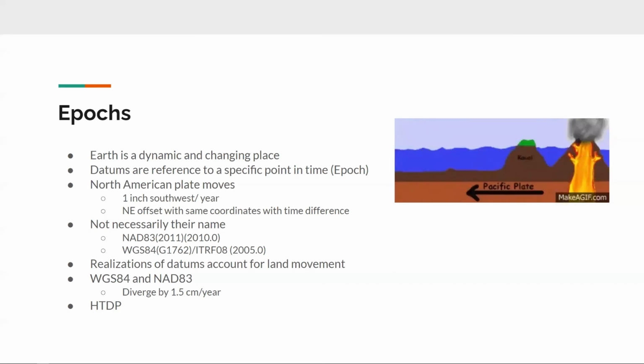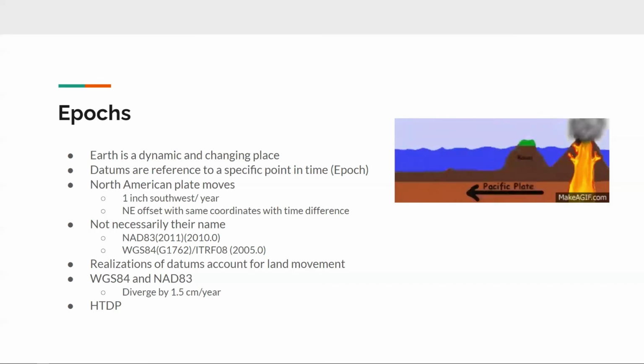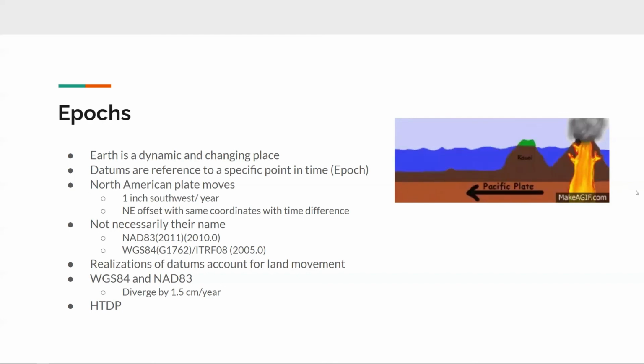From one year to the next, maybe not a very significant difference, depending on your area. But when you talk about a decade or more, it definitely adds up. You can see right here, WGS 84 and NAD 83 are diverging by about 1.5 centimeters per year.